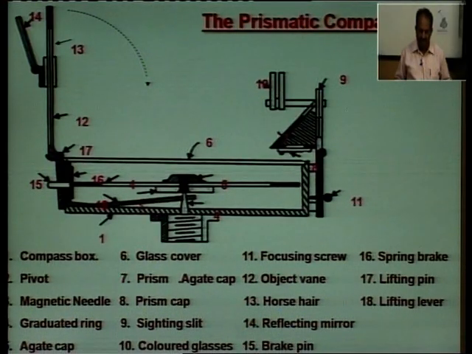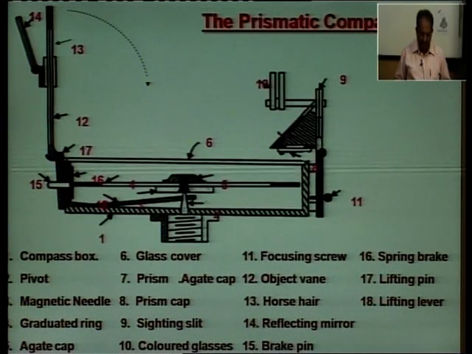Diametrically opposite to the prism on your monitor screen is the object vane marked as 12, hinged to the box side and carrying a horsehair marked as 13, with which the object in the field is bisected, that is, we bisect the object with the horsehair. The eye is applied at the eye hole below the sighting slit marked as 9.